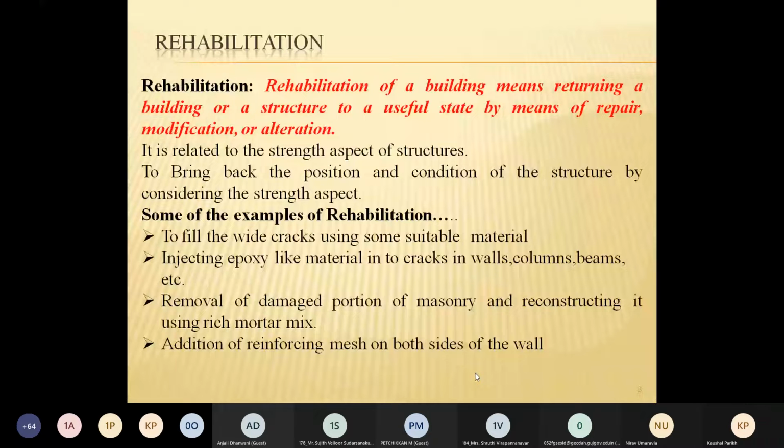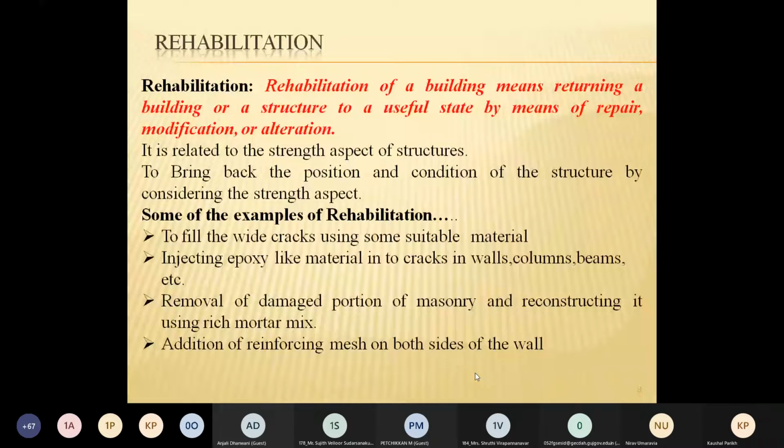It means bringing back the position and condition of the structure by considering the strength aspect, which is termed rehabilitation. So here the terminology strength is also involved. Some examples of rehabilitation: filling wide cracks using some suitable material. That material may be anything, maybe a mortar, maybe an epoxy, or any other material. Injecting epoxy-like material into cracks in walls, columns, beams, etc.